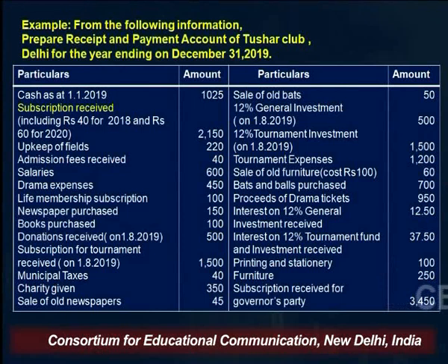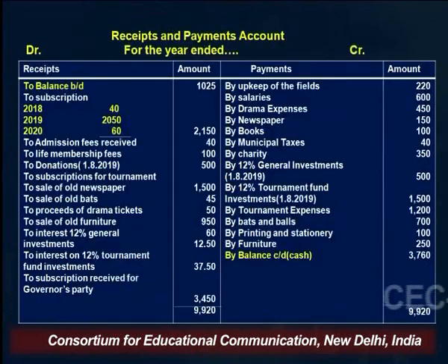So let's understand this. This is the receipts and payment account. The first item appearing here is the opening balance of cash, and this is depicted with the term To Balance b/d. b/d means brought down. We have already talked about this. That is 1025. Total subscription is shown here as 2150, which includes income of all the years, that is of the previous year, current year or next year.